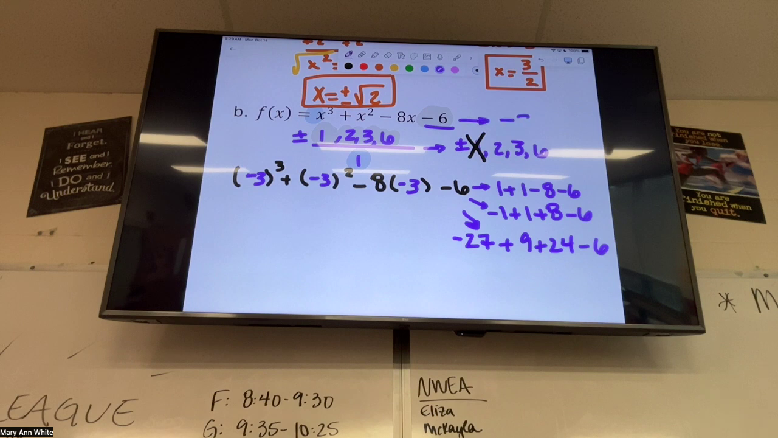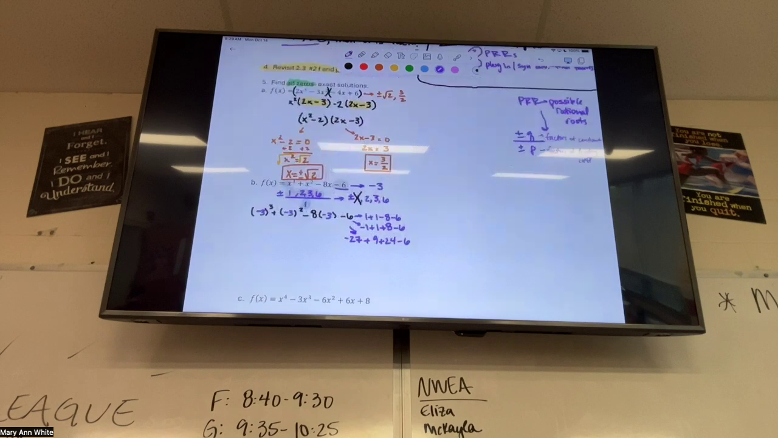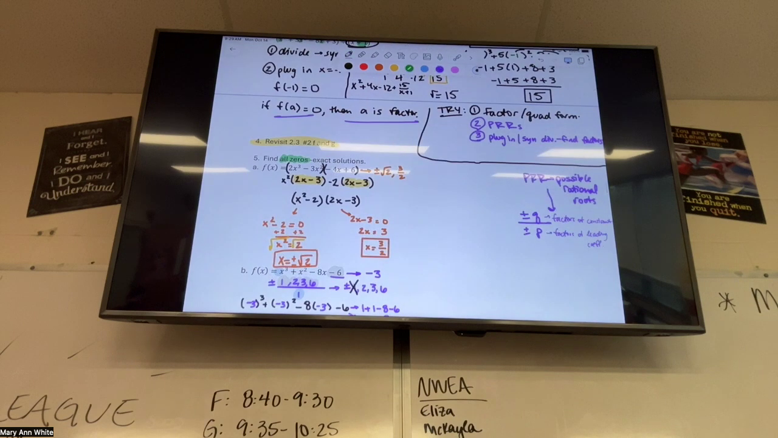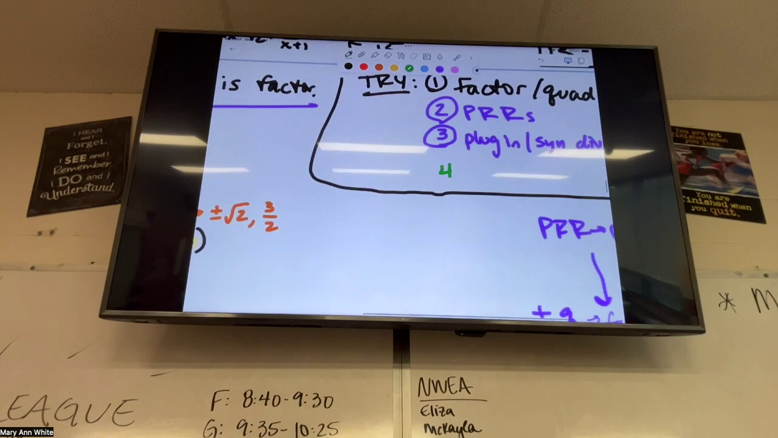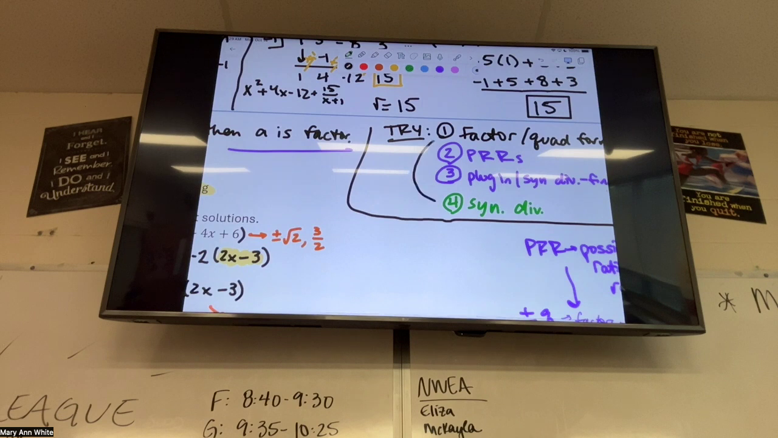So -3 is one of my zeros. And in order to figure out what happens after that, we are going to do synthetic division to factor it all the way out. And then we will go back up to the top.